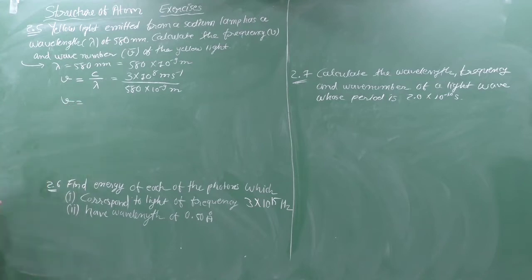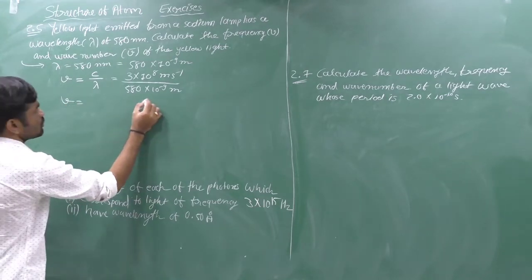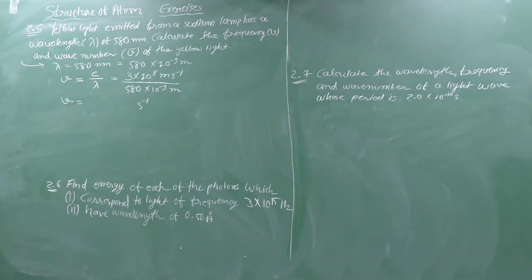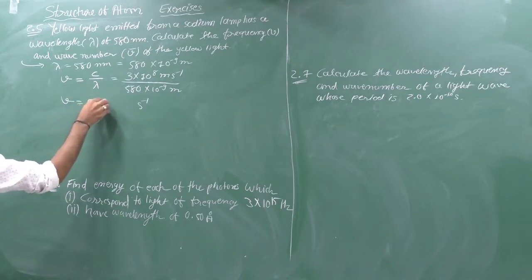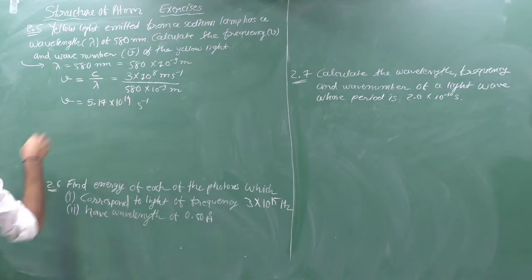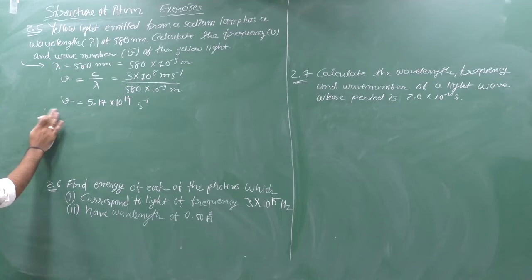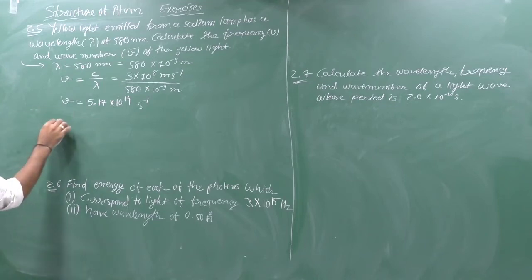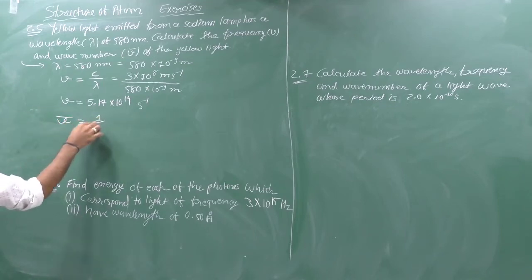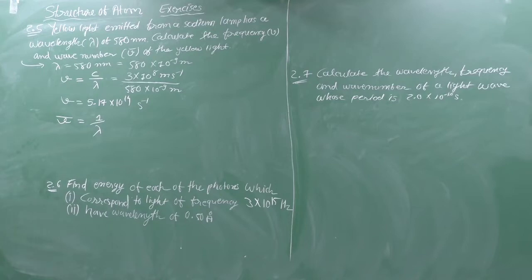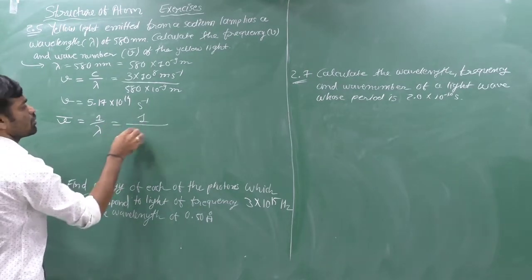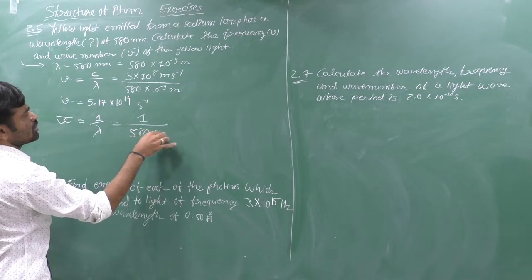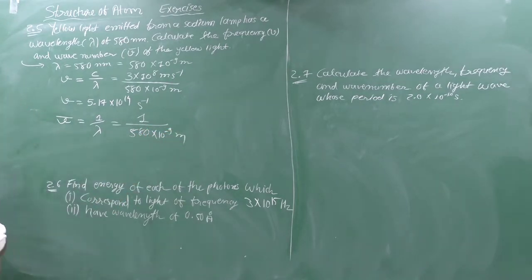Now frequency mu is equal to, meter, meter cancel, second inverse remains. If you make the calculation, it is 5.17 into 10 raised to 14 second inverse. That is the frequency. Now we calculate the wave number. Mu bar is equal to 1 upon lambda, is equal to 1 upon 580 into 10 raised to minus 9 meter.